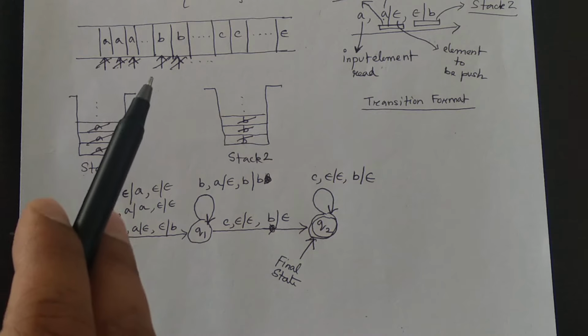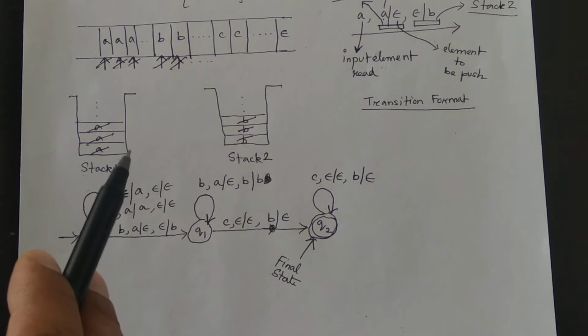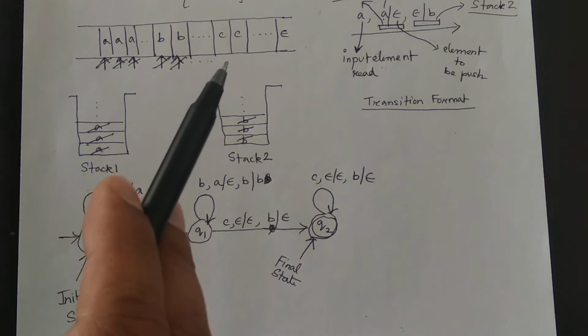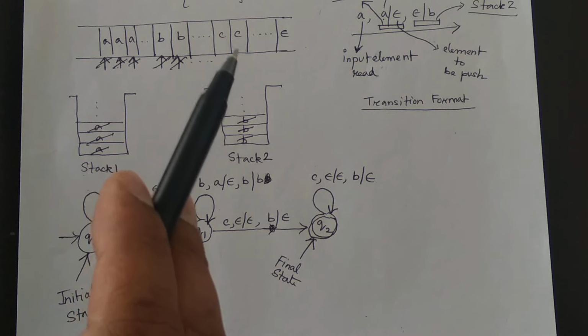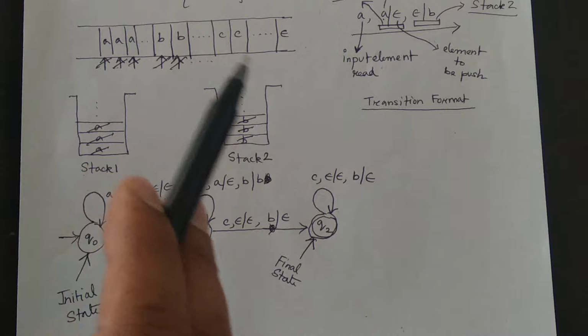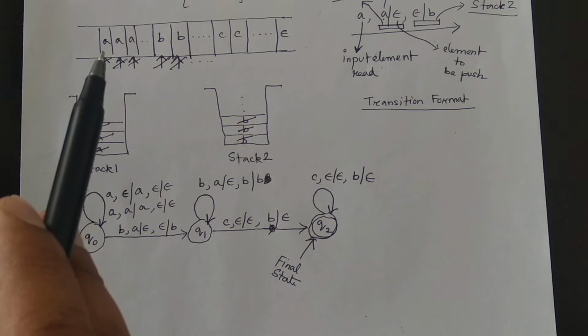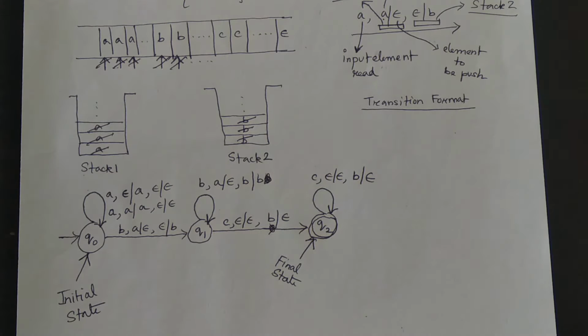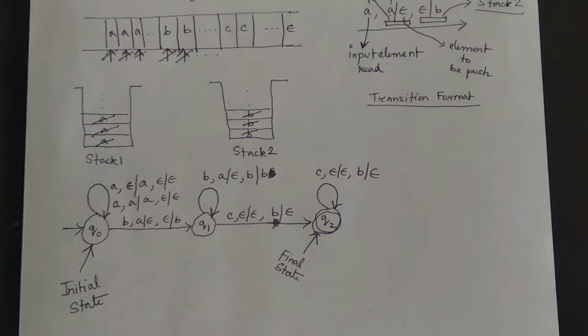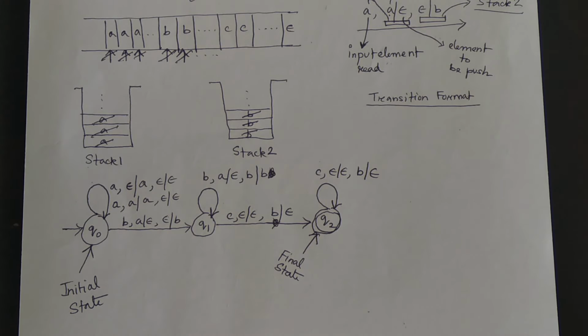That means after reading all the B's, stack number 1 will be empty and then we will start with input C, and once we start with C, all the B's that are in stack number 2 will be popped out. This way we read all the elements from A to C. There. So thank you. So this is the general overview, or you can say the construction of a two-stack PDA.